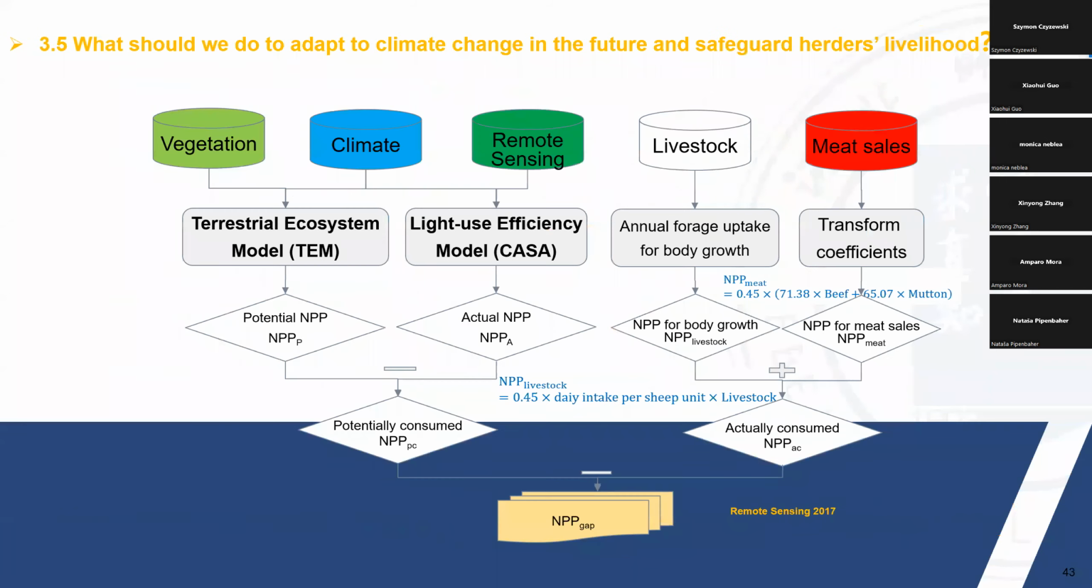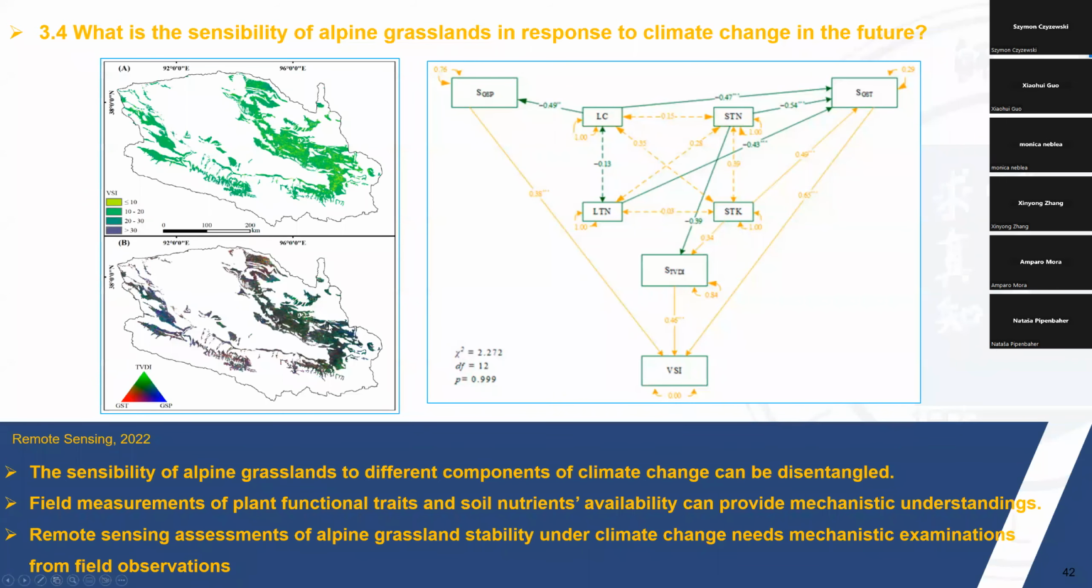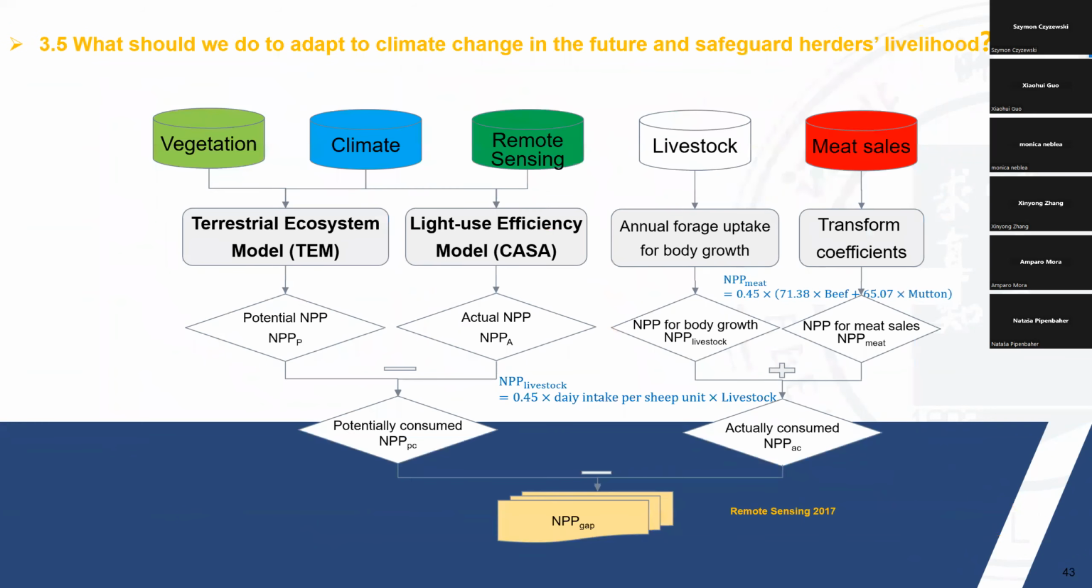So this means we can use remote sensing products for assessment at broad scale, but we also should use field data to provide more mechanistic understanding. And the last question is how we should manage our livestock in response to climate change.